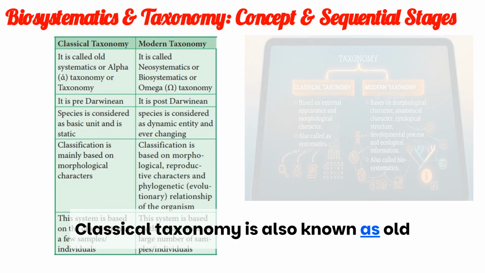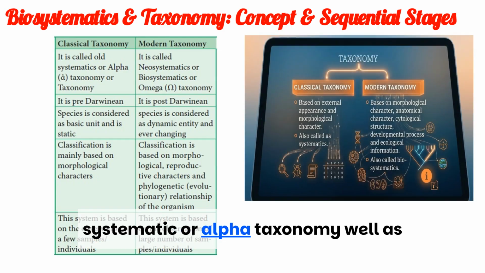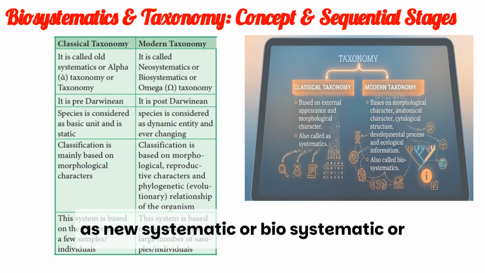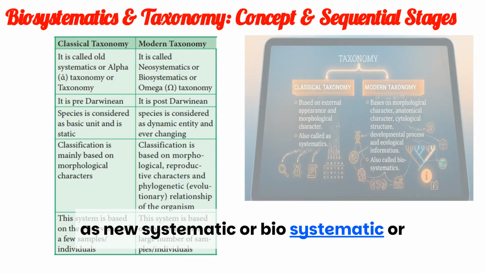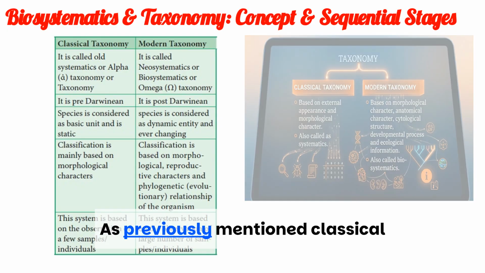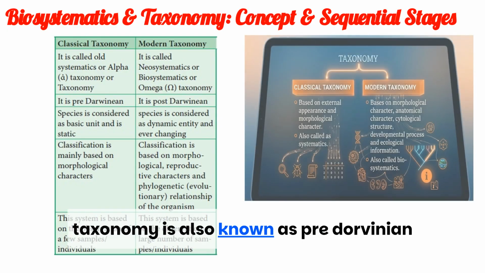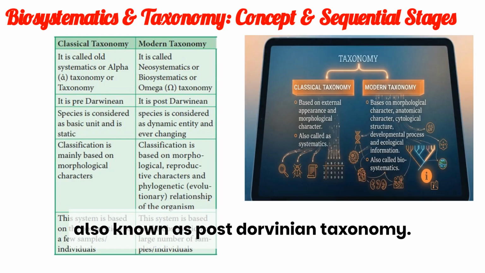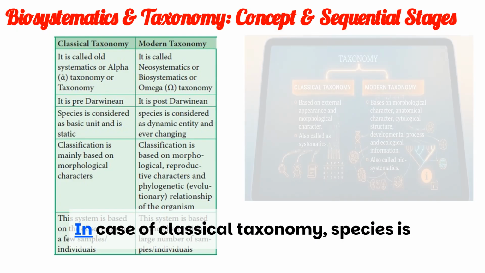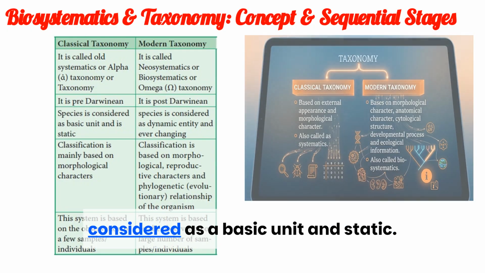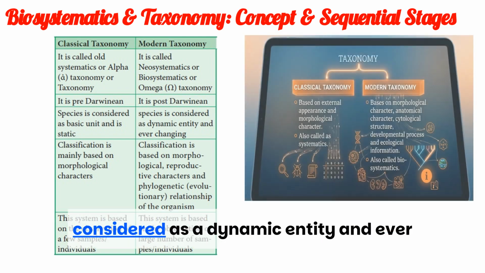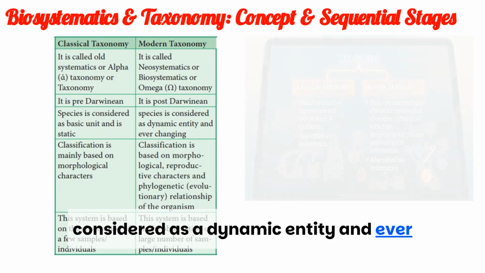Classical taxonomy is also known as old systematics or alpha taxonomy, while modern taxonomy is also considered new systematics or biosystematics or omega taxonomy. As previously mentioned, classical taxonomy is also known as pre-Darwinian taxonomy, while modern taxonomy is also known as post-Darwinian taxonomy. In classical taxonomy, species is considered a basic unit and is static, while in modern taxonomy, species is considered a dynamic entity and ever changing.